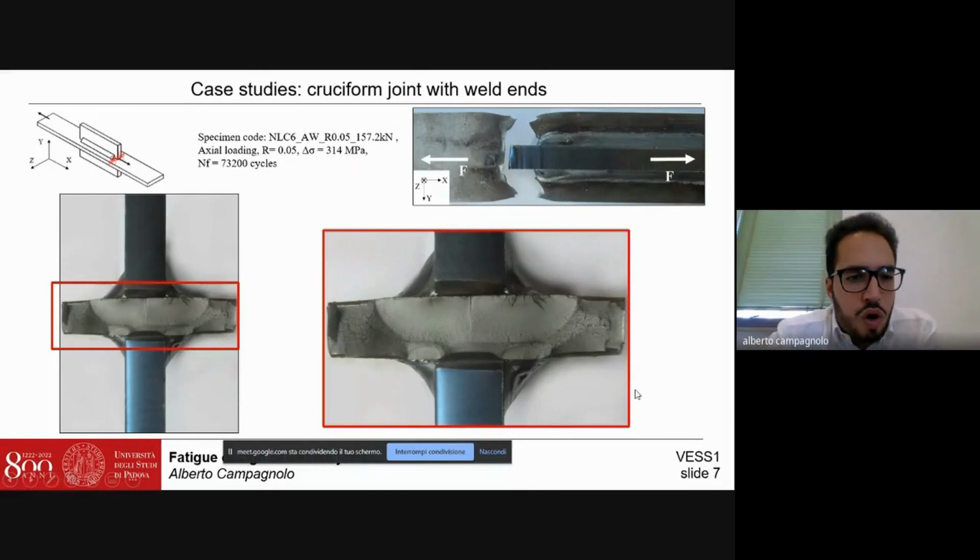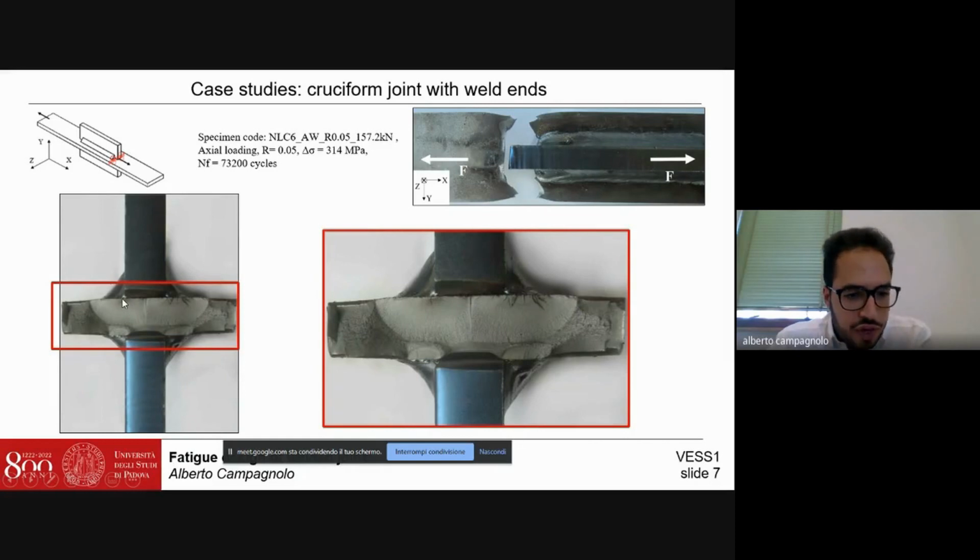Another example of experimental failure due to cyclic loading is that reported in this figure, which is a longitudinal attachment with a weldment which also presents weld ends, start and end of the weldment. We can see also in this case that when applying a pure axial loading, the critical locations are typically the weld ends of the weldment.